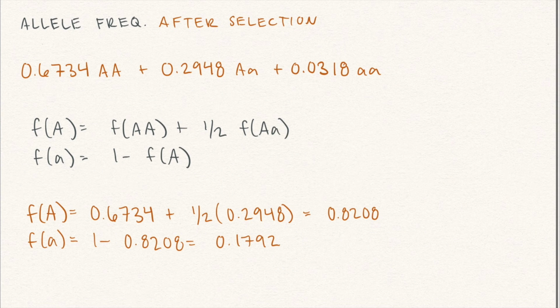Now we will use the new genotype frequencies to calculate the allele frequencies after selection. For big A, we take the frequency of big A, big A and 1/2 the frequency of big A, little a, which is 0.8208. For the frequency of little a, just subtract the frequency of big A from 1, which is 0.1792.